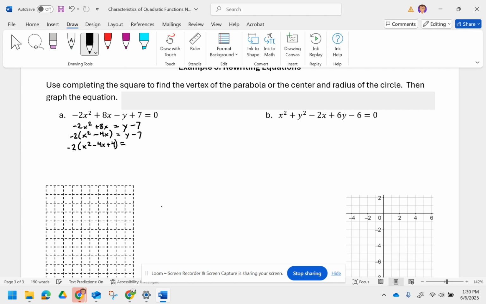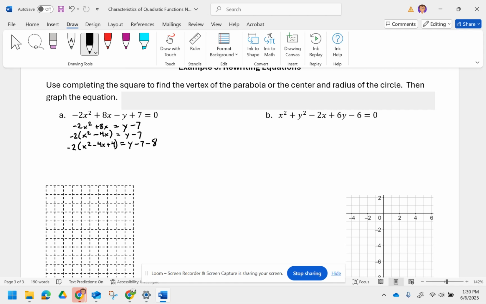Now I've added value over here, but I didn't just add a 4. Notice, because I added it inside of these parentheses, so negative 2 times negative 4, what I've actually done is added a negative 8 on this side. So I need to make sure that I do the same thing over there and add in that negative 8.